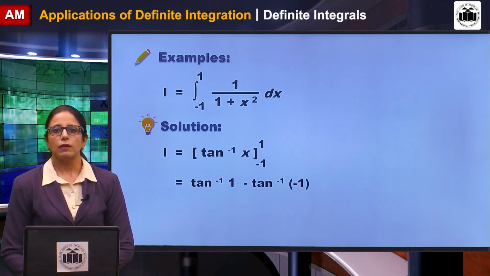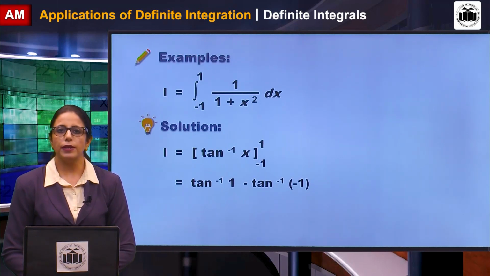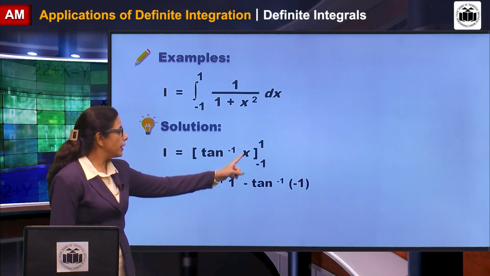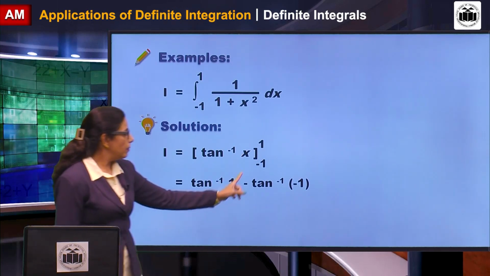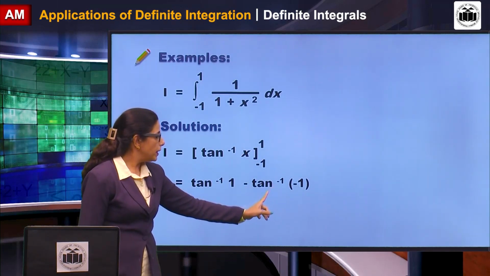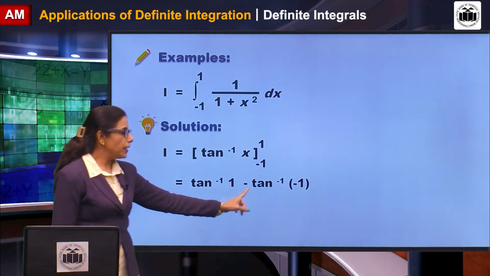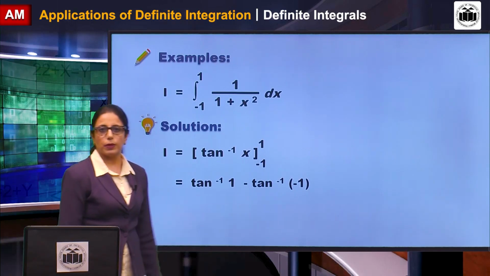So, the answer of the integral is tan inverse x, that is 1 by 1 plus x squared integrated as tan inverse x, with limits from minus 1 to 1. Again, first we take the upper limit, taking x is equal to 1, then minus the lower limit, taking x is equal to minus 1. So, we get tan inverse 1 minus tan inverse minus 1.